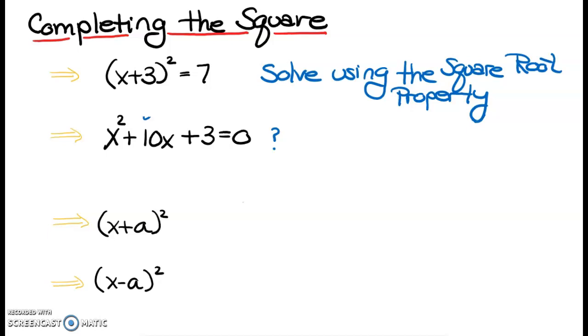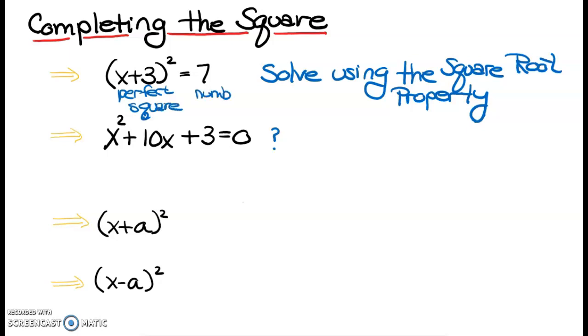In today's video, we're going to look at how to solve quadratic equations by completing the square. So let's just recap what we did in yesterday's video. The very first thing we looked at yesterday was using the square root property to solve a quadratic equation. And we were able to do that if we had a perfect square that equaled a number.